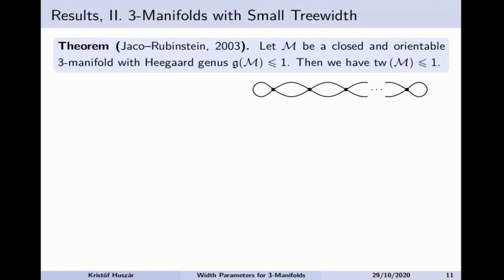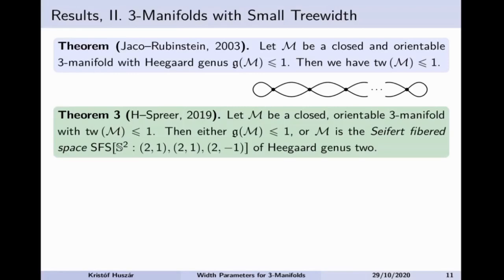So what we did is we asked the question, what happens if you turn this around? We managed to show that this theorem is almost reversible, up to a single counterexample. So okay, let me read the theorem aloud. Take a closed orientable three-manifold which has treewidth at most 1. Then either the Heegaard genus of this manifold is also at most 1, or M is a very concrete, very specific Seifert fibered space that has Heegaard genus 2.